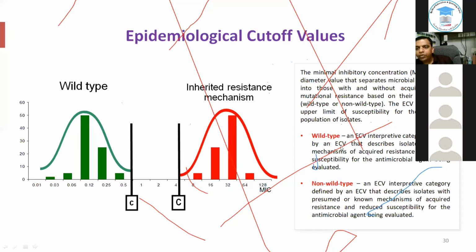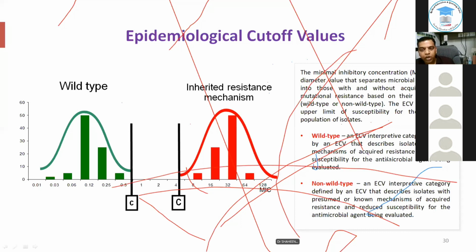I repeat again, an ECV category is defined by isolates with no mechanisms of resistance. Means when we say ECOF is a wild type, means there is no mechanism of resistance. If it is a non-wild type, means there is a mechanism of resistance. So this ECV should be used when we don't have breakpoints. For example, for Shigella and Salmonella, we don't have breakpoints for azithromycin. In that case, we can use ECOF.